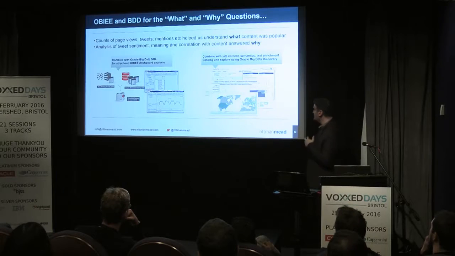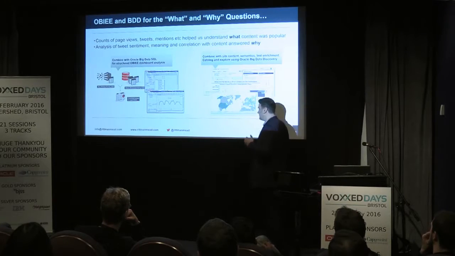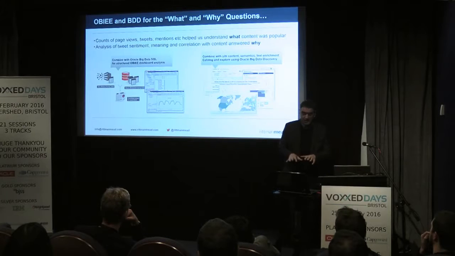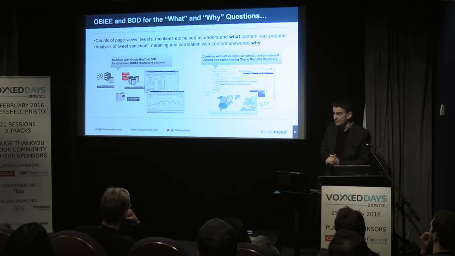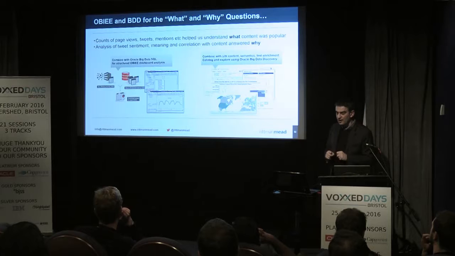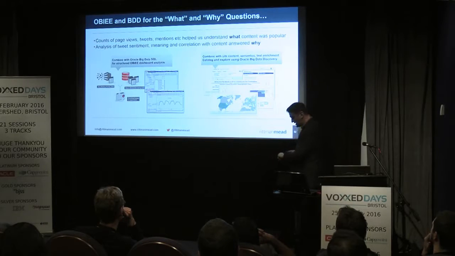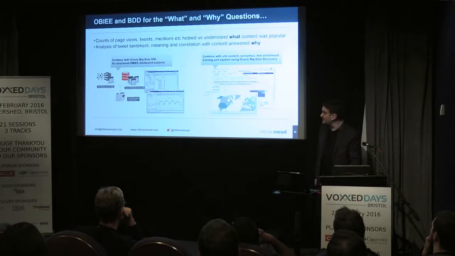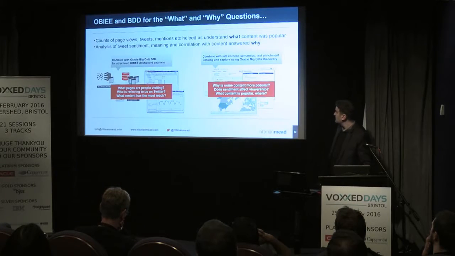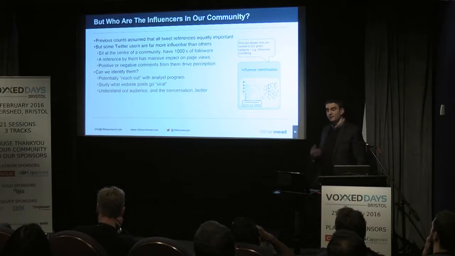And so what this has been useful for so far is telling us which pages were popular on our website, who the people tweeting about stuff were, and who led to lots of page views and all this kind of stuff. But the last bit of analysis that we're interested in is trying to understand a bit more about who the influencers are.